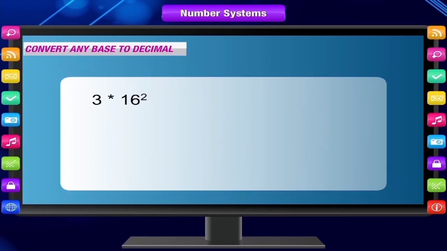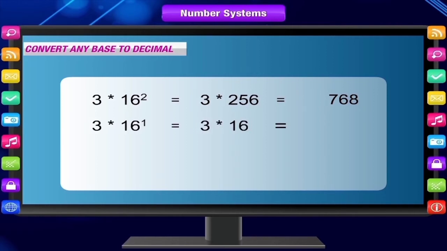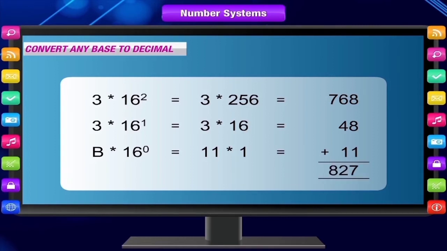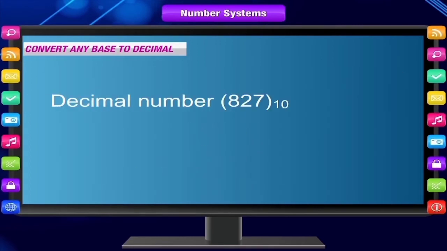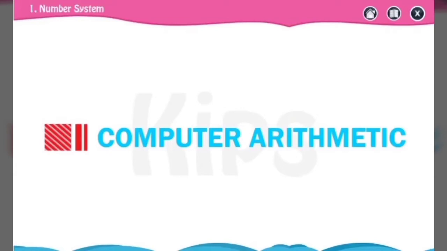Now multiply from the right hand side with increasing power of 16 and substitute B by 11. So you can see, multiply 3 by 16 raised to power 2, then multiply 3, that is the middle digit, by 16 raised to power 1, and the right hand side digit, that is B, that is 11, by 16 raised to power 0, that is 1. Now add all these, you will get a decimal number. So we can represent numbers in the hexadecimal number system and vice versa. So I hope you have understood it.